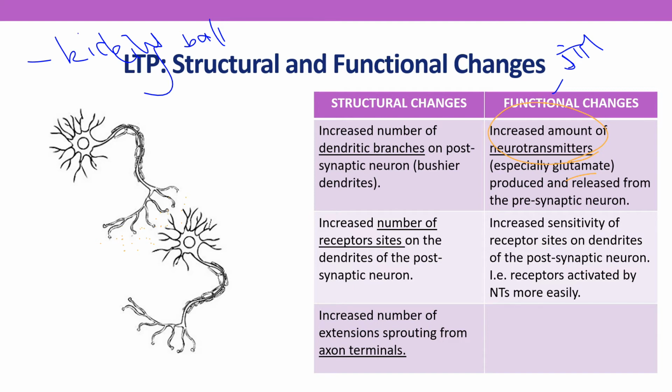So much glutamate. Anyway, a lot of glutamate, okay? Now, the other thing that happens is there's also increased sensitivity of the receptor sites on the dendrite, okay? What that means is because there's all this glutamate running around, your receptor sites are like, we have to be more easily activated by these neurotransmitters. So essentially, less neurotransmitter activates the postsynaptic neuron than it did before, okay?